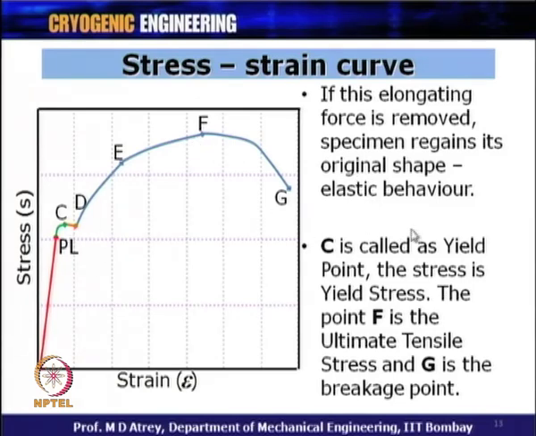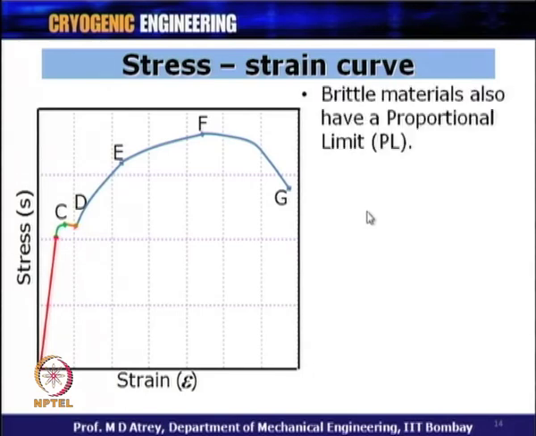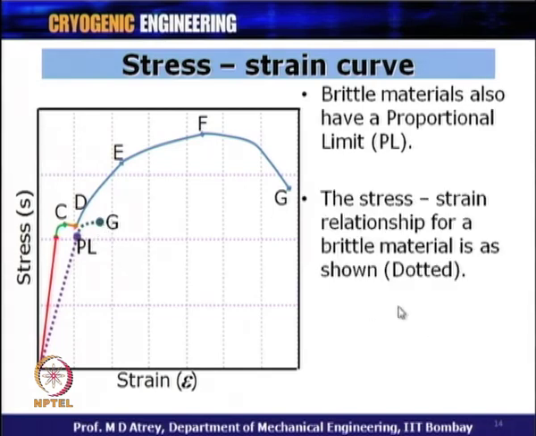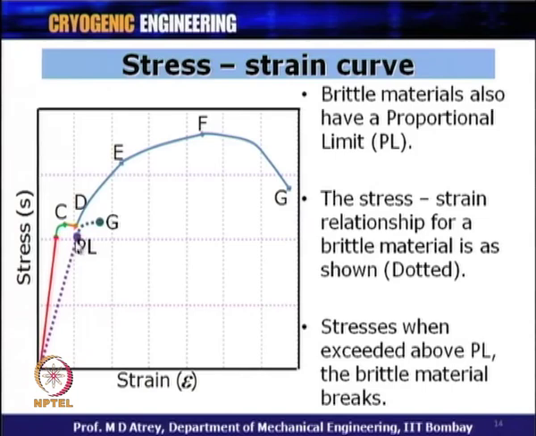This is a typical diagram for a ductile material, and now we can see the brittle material also has a stress strain curve, and it will also have its proportional limit. So, if I want to draw a stress strain curve for a brittle material, let us say this is a brittle material, it will have its own proportional limit, during which this behavior is elastic behavior. If I increase the stress beyond this value, this is the behavior, and G is a breakage point and the material will break. So, a stress strain curve of a brittle material is as shown over here, and when stress exceeds the PL value, it will break at this point G.